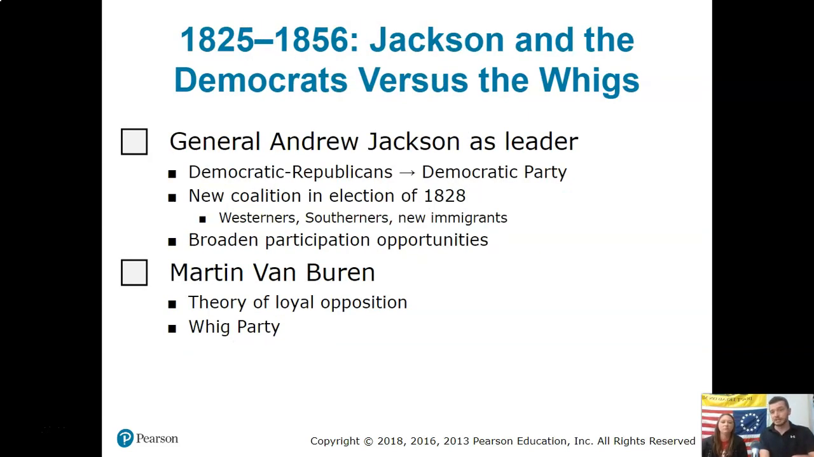Exactly. Next up is 1825 to 1856, Jackson and the Democrats versus the Whigs. General Andrew Jackson was really the leader. He was probably the most popular Democrat for a long time until FDR came around, though they would never have gotten along because the parties switched in the 1930s. The Democratic Republicans become the Democratic Party. It becomes a new coalition in the election of 1828, made up of Westerners, Southerners, and new immigrants, which I think is ironic. But we'll talk about that in a second.